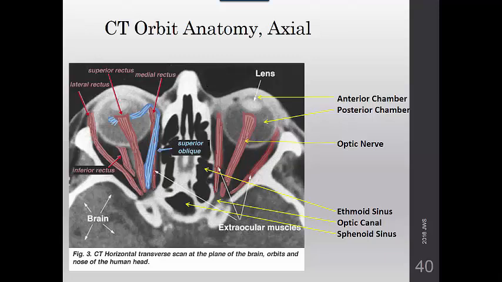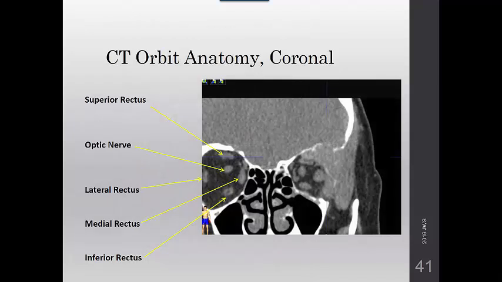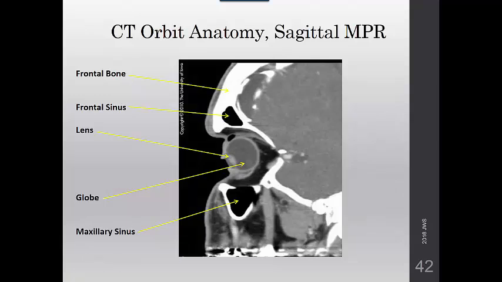In the coronal plane, on this slide we see cross sections of the extraocular muscles and the optic nerve, how they all are related to each other and coming up, attaching to the eye. This is a sagittal MPR, very useful in showing the globe of the eye in profile, as well as the extraocular muscles around it.